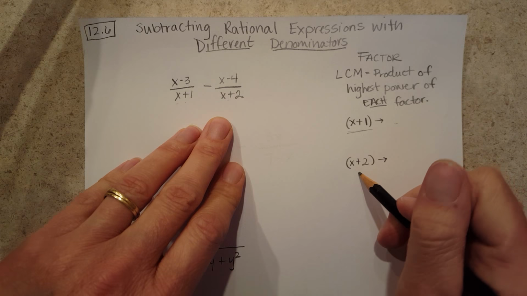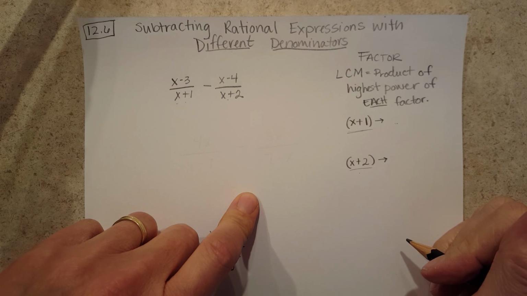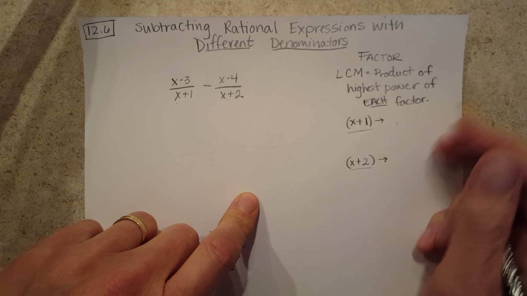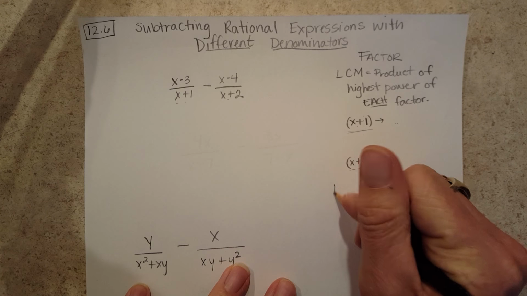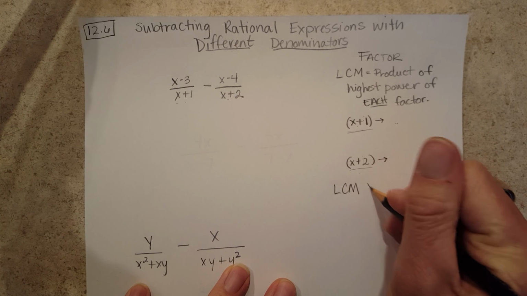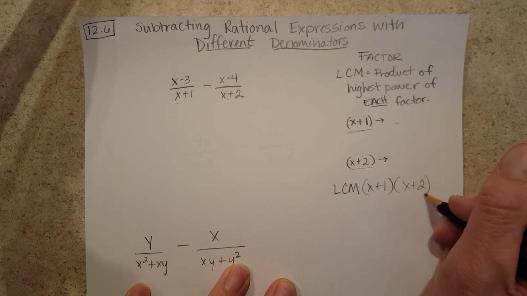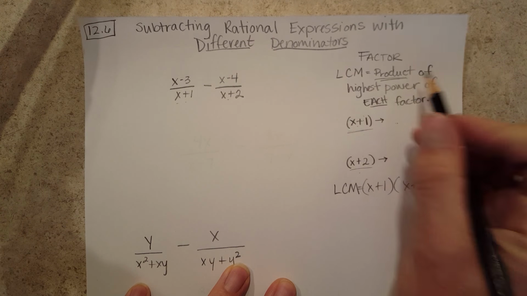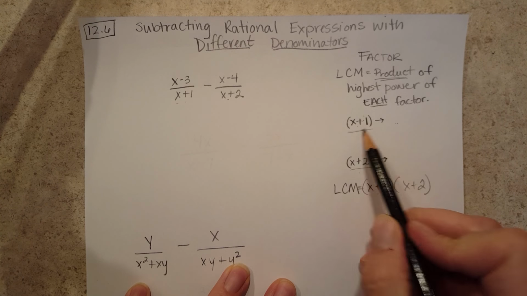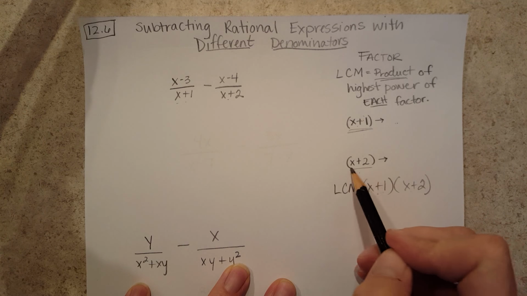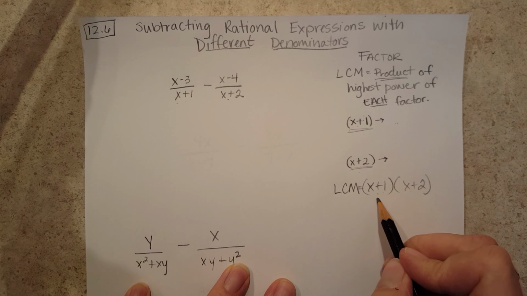What about the x plus 2 on the other denominator? Can you factor that anymore? No, you can't do that either. So the highest of each of these is themselves, so your LCM ends up being x plus 1 times x plus 2. That product, meaning multiply, of every highest power of each factor. The highest of this one is just that one, the highest of this one is just that one. So together they make that LCM.